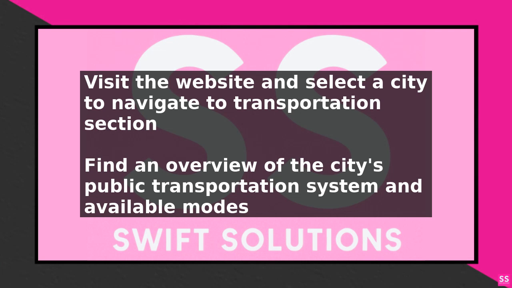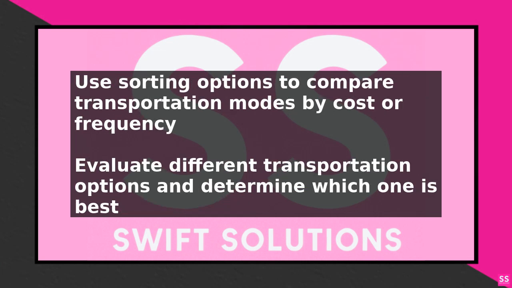In addition to sorting by different criteria, you can also use the website's mapping feature to visualize the transportation system. This will allow you to see the location of bus and train stops, and the routes that different transportation modes take. This can be especially helpful if you are trying to determine which transportation mode is closest to your home or workplace.